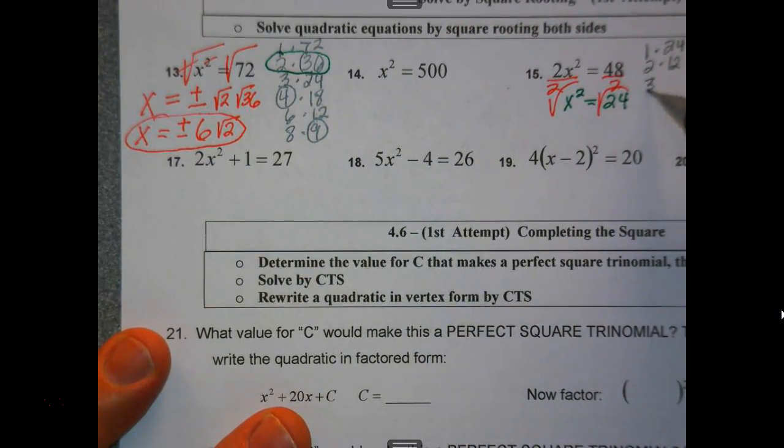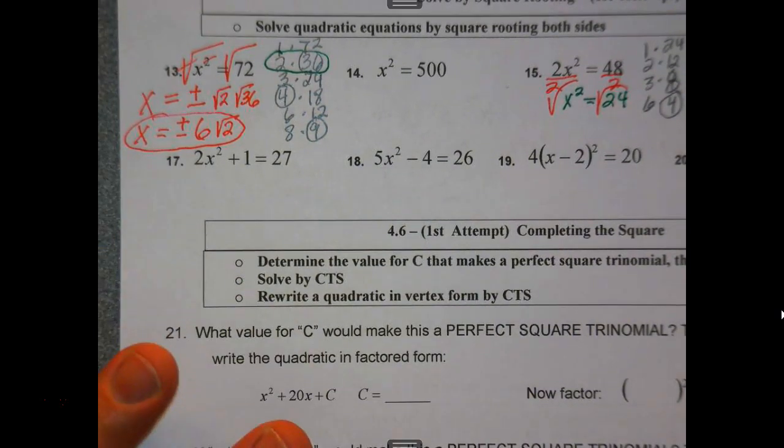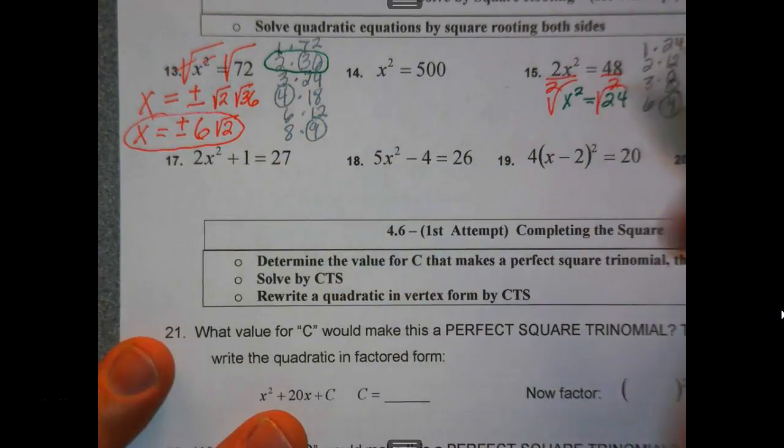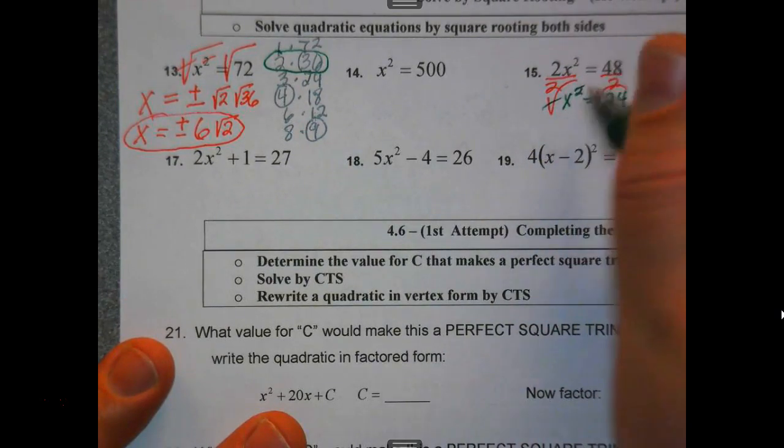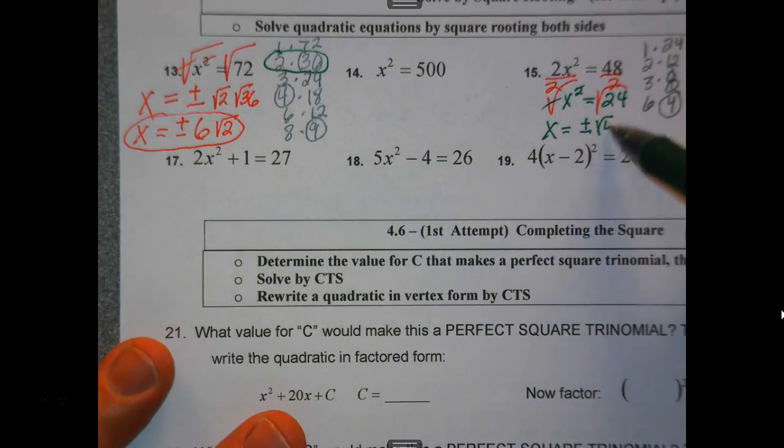2 and 12, 3 and 4. No, not 3 and 4. 3 and 8. 6 and 4. See my perfect squares? I only have 1, right? I have to use 6 and 4. So it cancels out. I get x equals plus or minus square root of 4 times the square root of 6, which equals plus or minus 2 square root of 6.